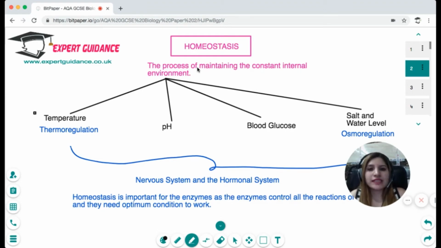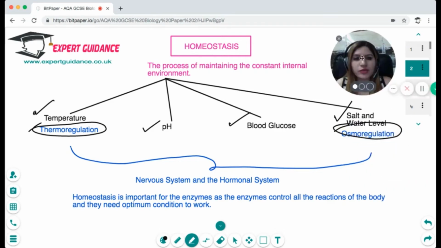Now, homeostasis is the process of maintaining the constant internal environment. Now, the question is, what is constant internal environment? Constant internal environment is maintaining a constant temperature, pH, blood glucose, and salt and water level. Now, when we maintain a constant temperature, that is known as thermoregulation. Maintaining salt and water level is osmoregulation. So, maintaining all these factors is what is homeostasis. Now, how is this homeostasis achieved? This is achieved by two systems working in your body, the nervous system and the hormonal system.